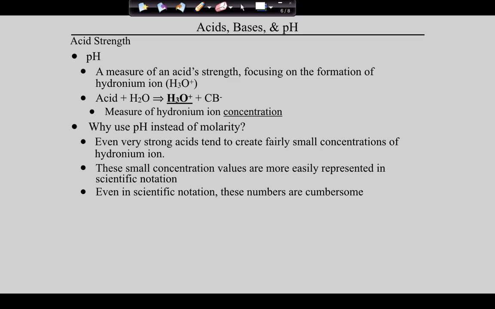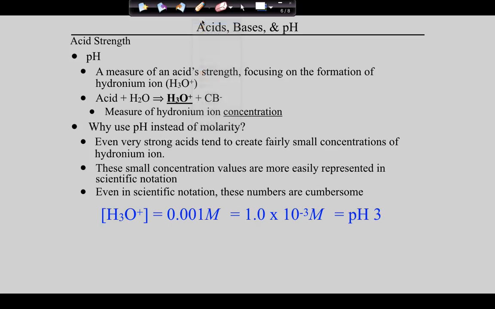Now here's the problem. Even writing these numbers in scientific notation, they're still a pain in the butt to write. So here's what we do. Imagine that we have an acid that has a hydronium ion concentration of 0.001 molar. That number is a pain in the butt. So let's make it easier. Let's put it in scientific notation. That number is still a pain in the butt to write down. Guys, this is why we use pH. Because guess what the pH of this acid is? 3. Do you see it? Guys, where did the 3 come from?